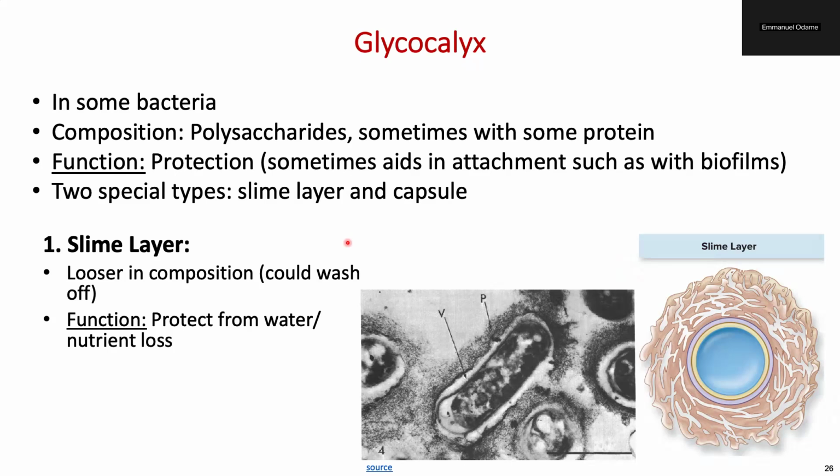Glycocalyx is present in some bacteria and is basically made up of polysaccharides, sometimes with some proteins in there. The function is to protect, and sometimes it aids in attachment, which is basically done with biofilms. They are made up of two types: the slime layer and the capsule. We first talk about the slime layer, and then the capsule.